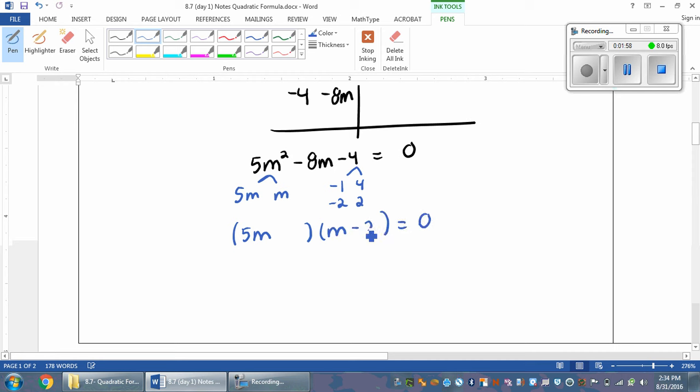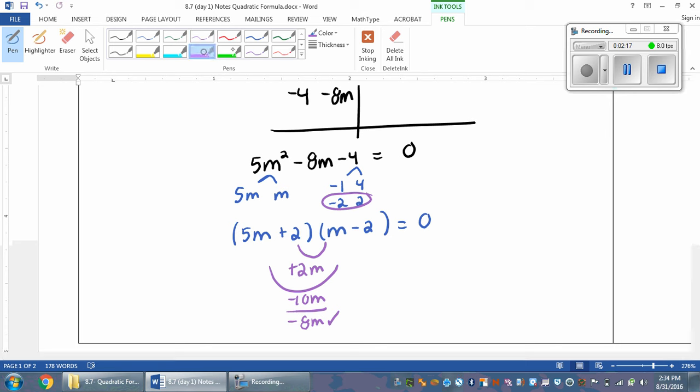Let's try negative 2 and positive 2. Again, I don't know if that's the correct order until I check my inners and outers. My inners multiply to 2m. The outers multiply to negative 10m, which combine to exactly negative 8m, which is what I wanted. So I know this was the correct combination. And here, remember, we have 5m plus 2 times m minus 2 is equal to 0.